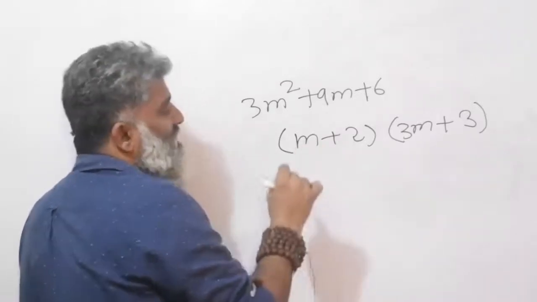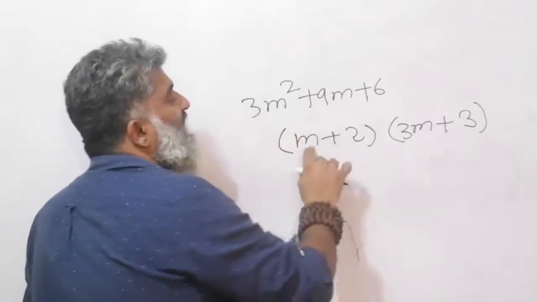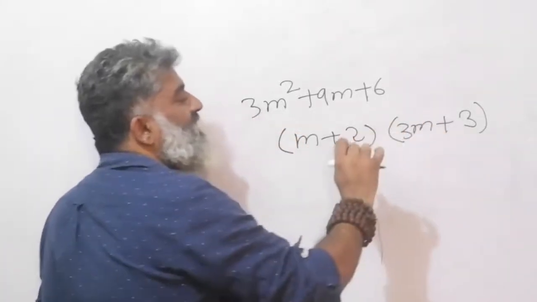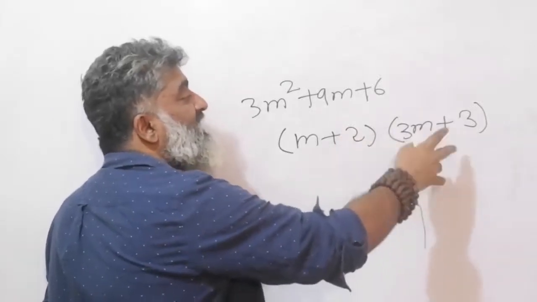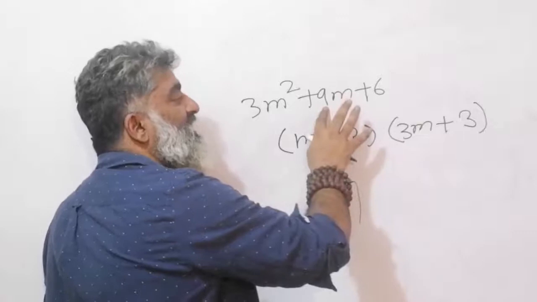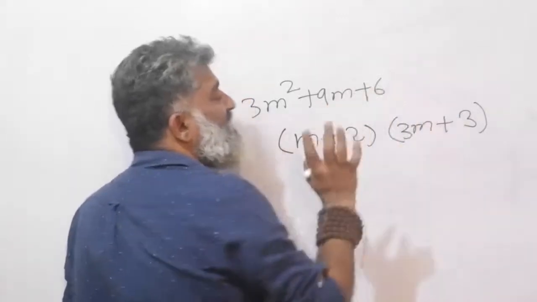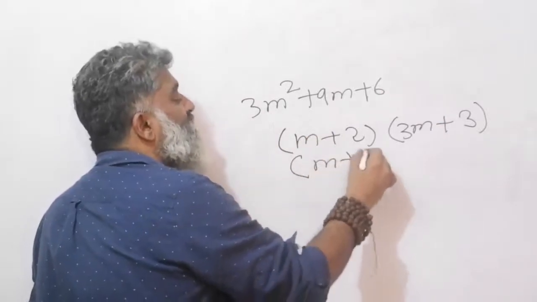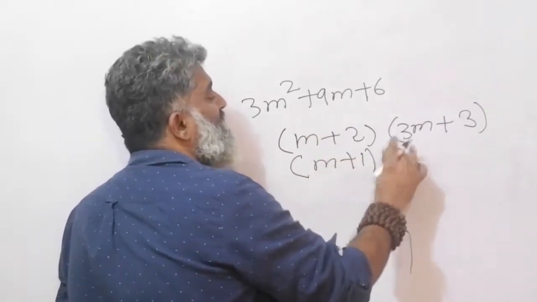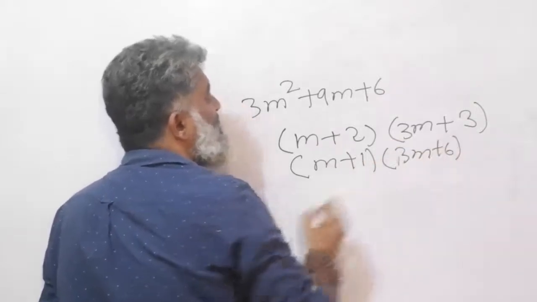So let's try this out. M into 3m will give me a 3m square, which is absolutely fine. M into 3 will give me a 3m. 2 into 3m will give me a 6m. So 3m plus 6m, again I'm getting a 9m. So absolutely fine. And 2 into 3 will give me a 6, which is absolutely okay as well. Wow, I wanted to make a mistake, but what I learned was that both are absolutely okay.